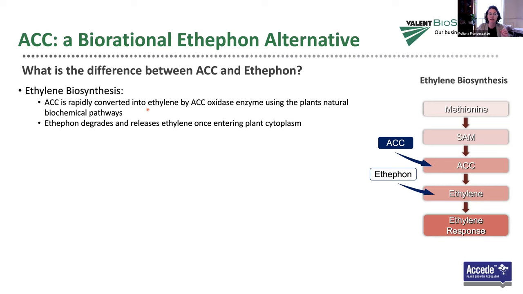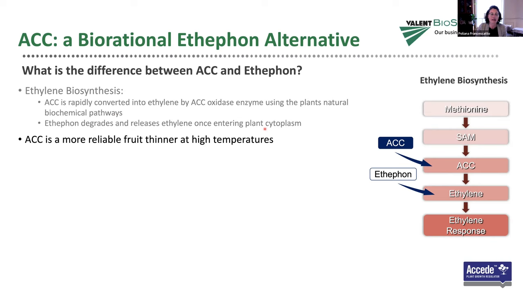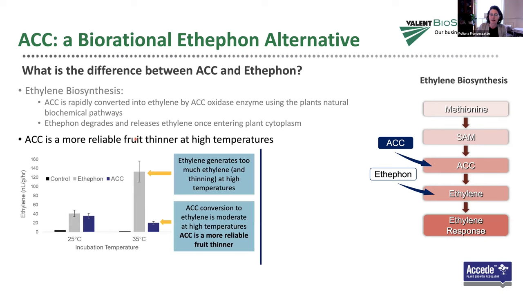It's the opposite with ethephon, because when you apply ethephon, basically you are giving ethylene to the plant. So the plant does not have control on the ethylene production. Ethephon is going to degrade and release ethylene once entering the plant cytoplasm. That's the difference between the two compounds. ACC is a more reliable fruit thinner at higher temperatures.